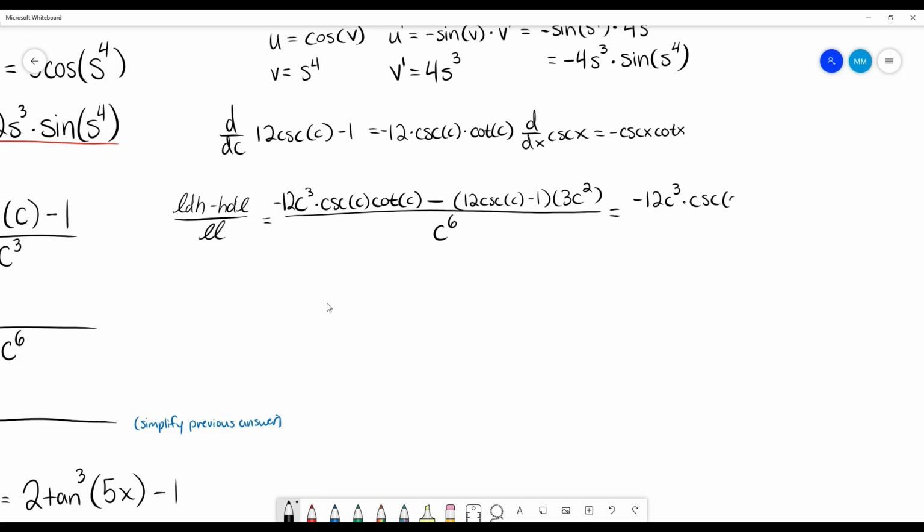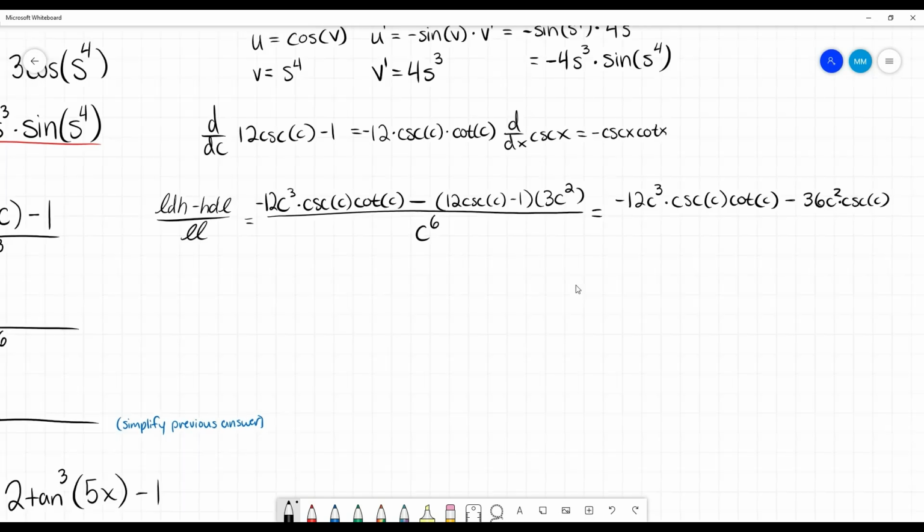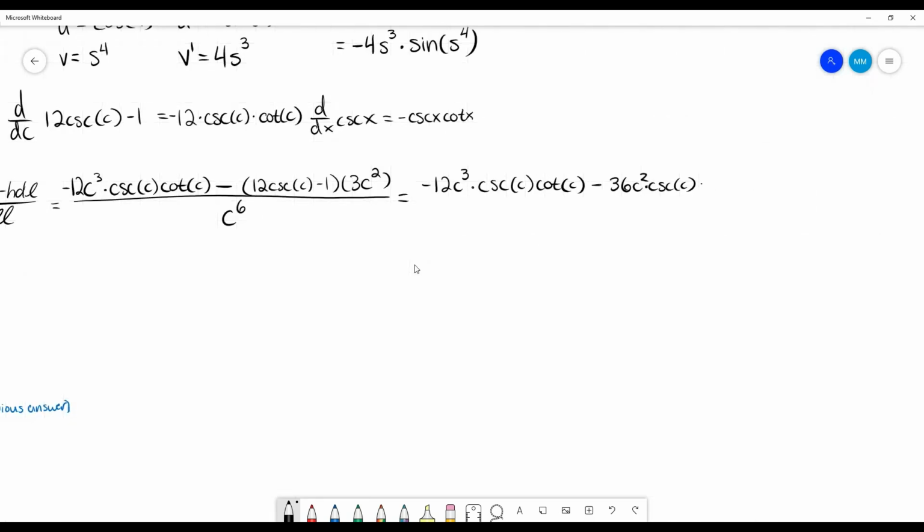Let's see. Got cosecant c, cotangent of c, minus, I'm going to distribute that 3c squared, so it's going to be 36c squared times cosecant of c. Oops, ran out of space. And then minus 3c squared all over c to the 6th. And for right now, I'm just going to leave it like that.